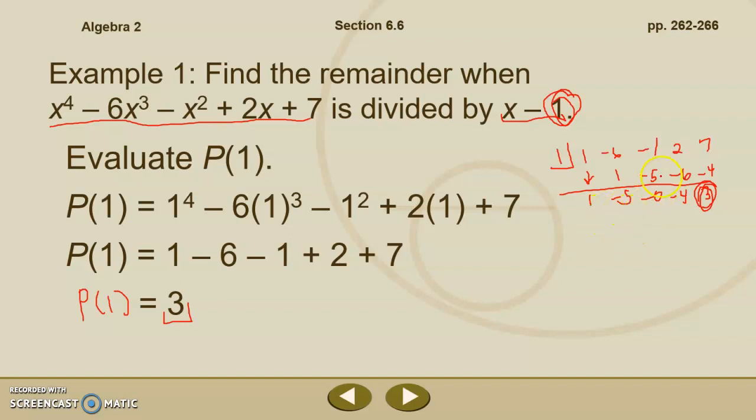The reason that I think this is such a cool trick is if you're given this function and you're asked to plug and chug, you don't have to plug and chug.